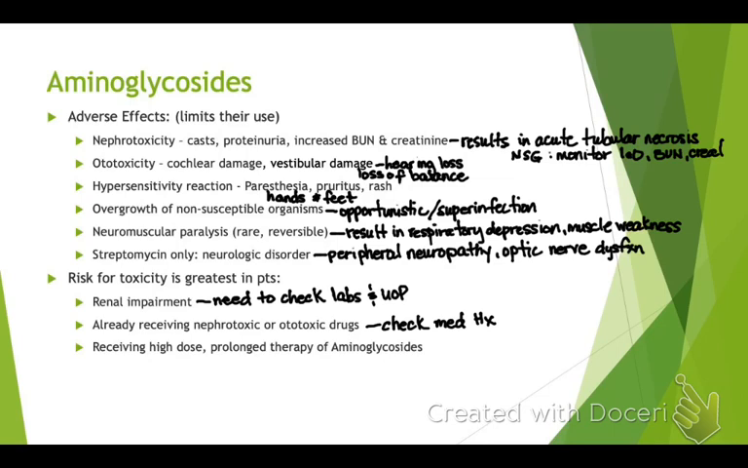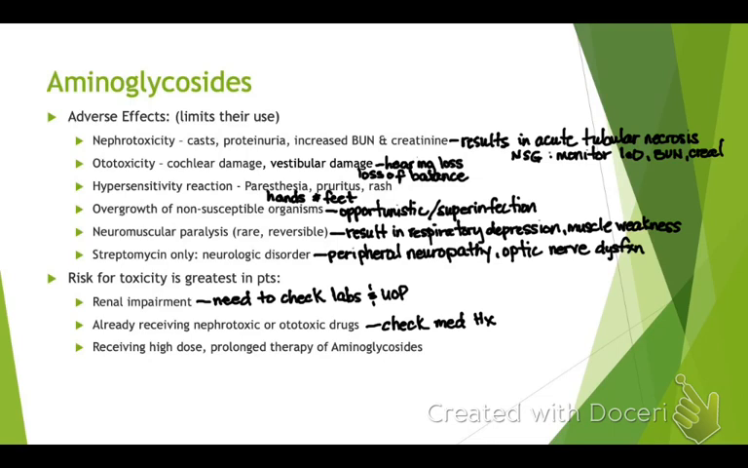It could cause a hypersensitivity reaction, so you may have paresthesia, pruritus, or rash on your hands and feet. Overgrowth of non-susceptible organisms, opportunistic or super infections. You want to watch out for neuromuscular paralysis as well. It can be rare. It is reversible. It does result in respiratory depression or muscle weakness.